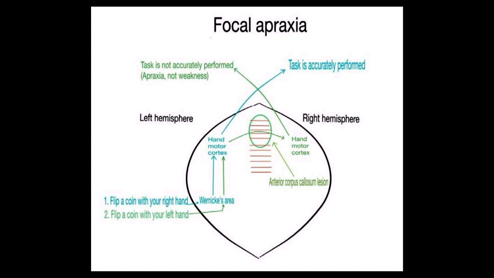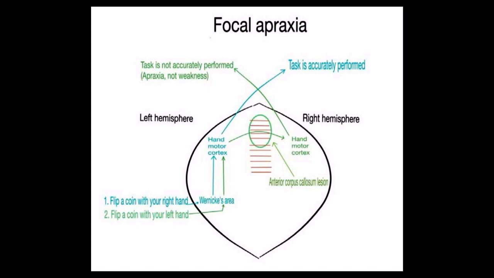So an apraxia is a loss of a previously learned motor activity, but it's not due to weakness. Okay, it's not that they can't hold on to the fork or they don't have the strength for it. It's not due to sensory loss. They can feel their hand just fine. It's not due to visual loss. It's not due to ataxia. It's a loss of these motor programs. So you can have all kinds of apraxias.